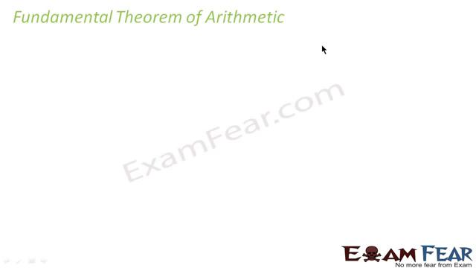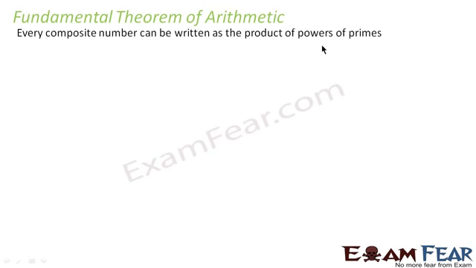Let's understand the fundamental theorem of arithmetic. The fundamental theorem of arithmetic says that any composite number can be written as a product of prime numbers. For example, we have 4 as a composite number. I can write 4 as 2 into 2, both are prime. I have 9 as a composite number. I can say this is nothing but 3 into 3. I have 18 as a composite number. I can say this is nothing but 3 into 3 into 2.